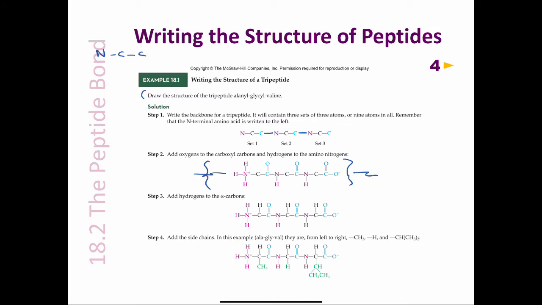So another thing you're going to remember is that each one of those alpha carbons, so the carbon that's in black, is going to have a hydrogen. And then finally in step 4, you're going to add the R groups. So you'll remember, and again, you don't have to have this memorized, but alanine, the R group is a methyl group. For glycine, the R group is simply a hydrogen. And then for valine, the R group is an isopropyl group. So there you have it, a little bit of practice in writing the structure of a tripeptide.